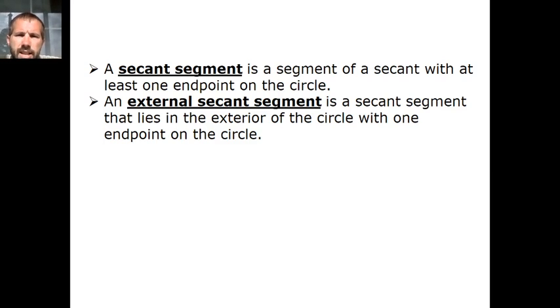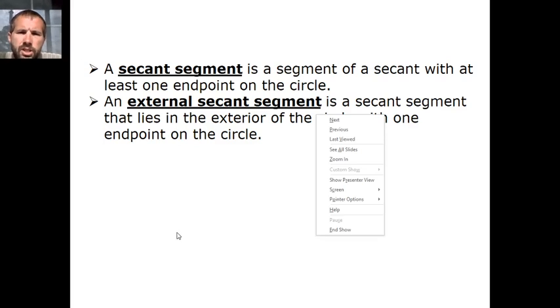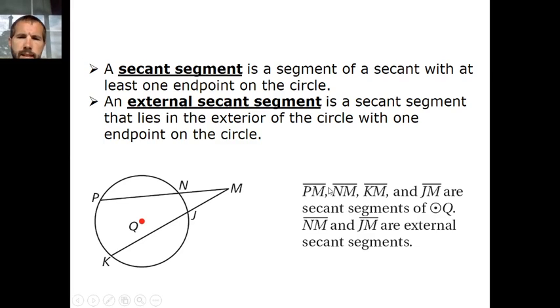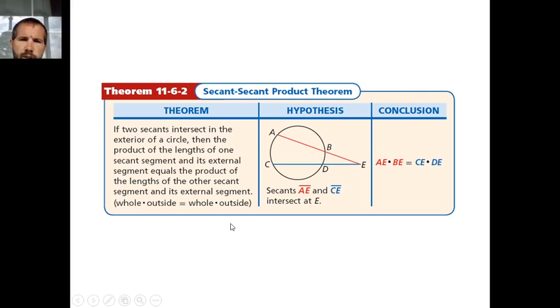All right, a secant segment is a segment of a secant with at least one endpoint on the circle. An external secant segment is a secant segment that lies in the exterior of the circle with one endpoint on the circle. So PM, NM, KM, and JM are secant segments of circle Q. And then NM and JM are the external secant segments.